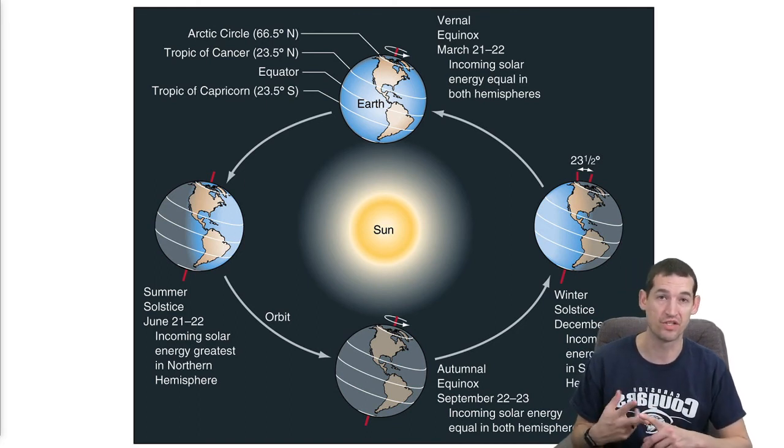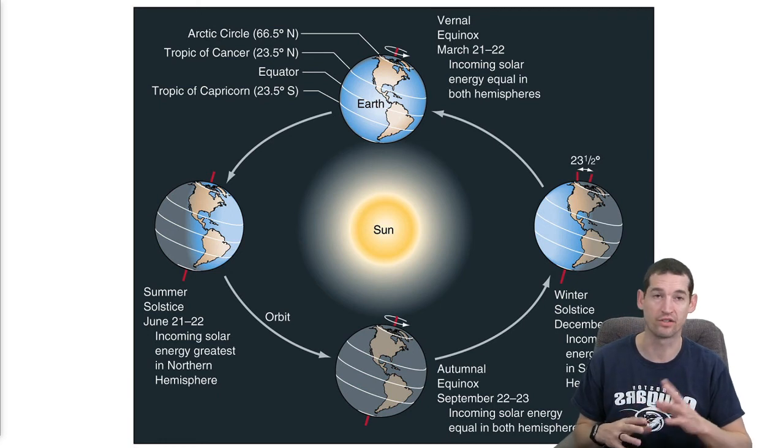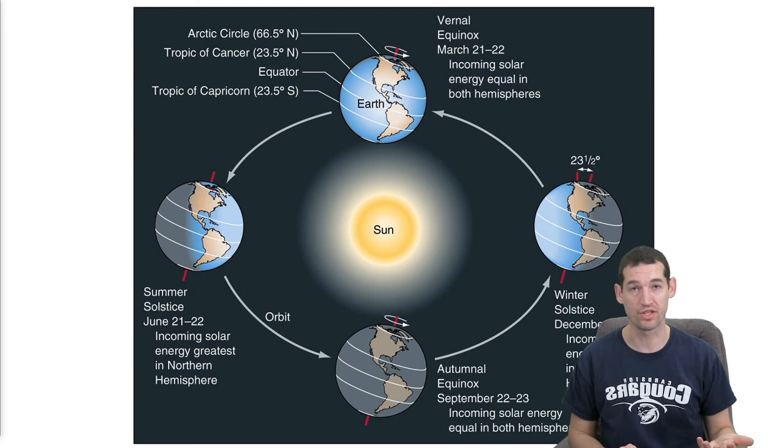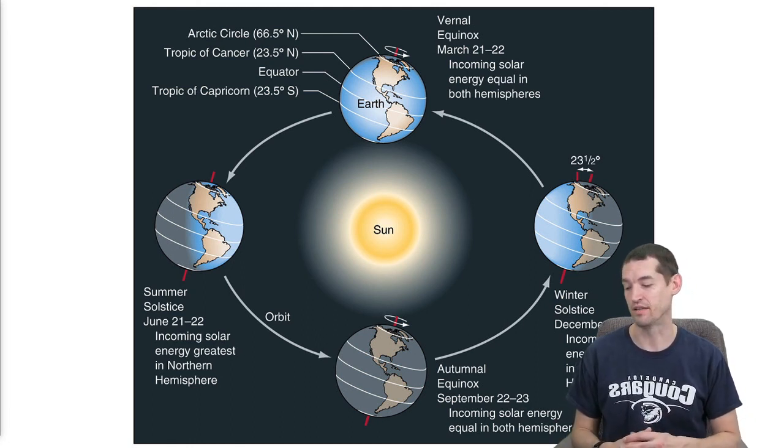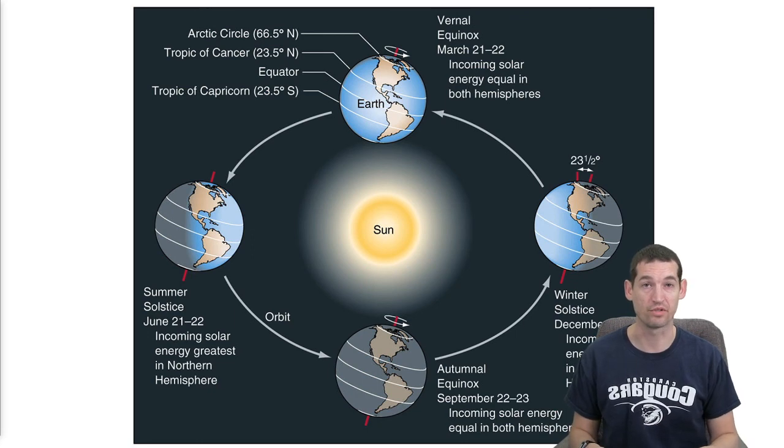The latitude and the seasons of the sun are going to affect how much sunlight we get, which will also affect how much photosynthesis is happening, how much energy is entering that ecosystem, and that's going to have a huge impact on terrestrial ecosystems. So hopefully that all makes sense.